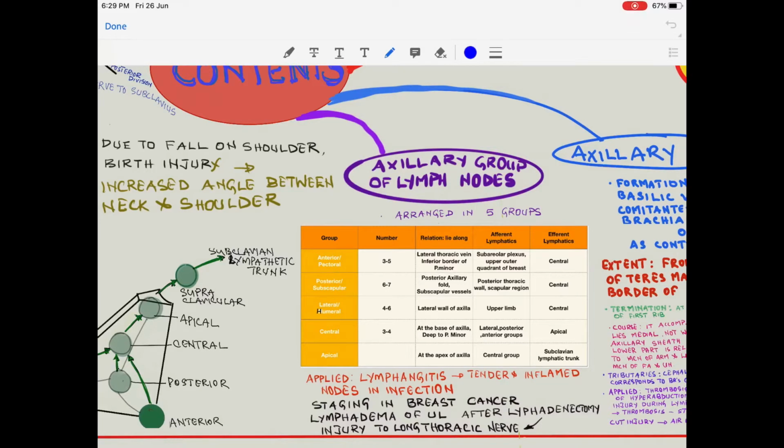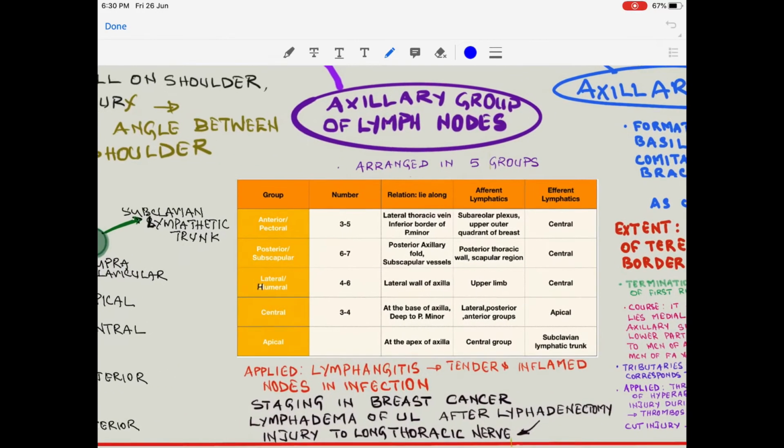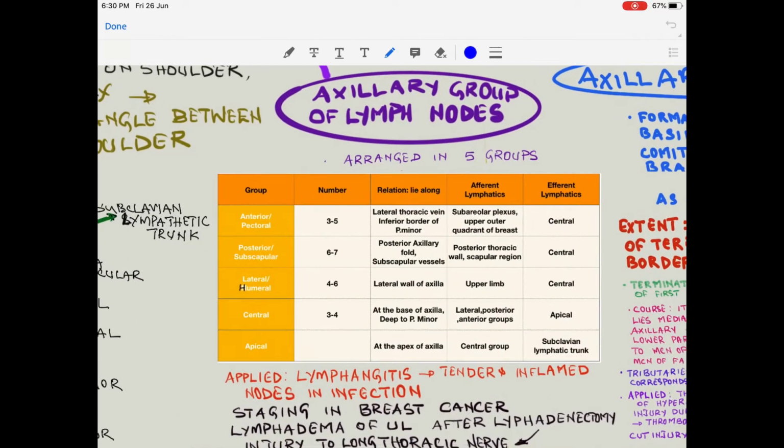Session of axilla with mind map. In this session we will be discussing about axillary group of lymph nodes. There are 5 groups of axillary lymph nodes. They are anterior or pectoral group, posterior or subscapular group, lateral or humeral group, central and apical.